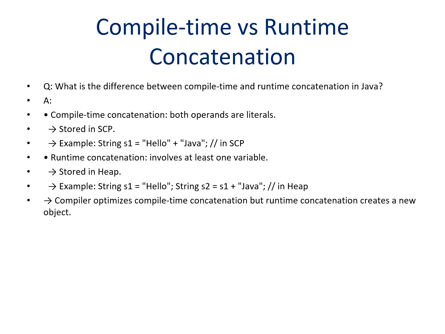Here in the example you can see String s1 is equal to two literals, hello and Java. We are concatenating that using the plus operator. It will go to the SCP. While for runtime concatenation, we have another example. String s1 is hello and s2 is s1 plus Java. So s1 is a variable. We are using a variable when concatenating the strings. That's why it will go to the heap memory.